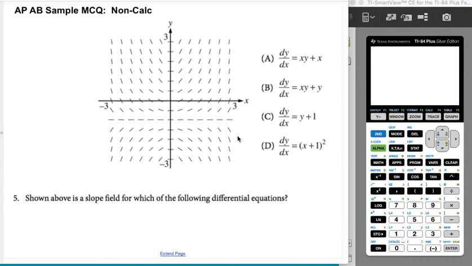All right, shown above is a slope field for which of the following differential equations? So basically, this is matching. When you look at a problem like this, the first thing you want to look for is the unusual slopes.